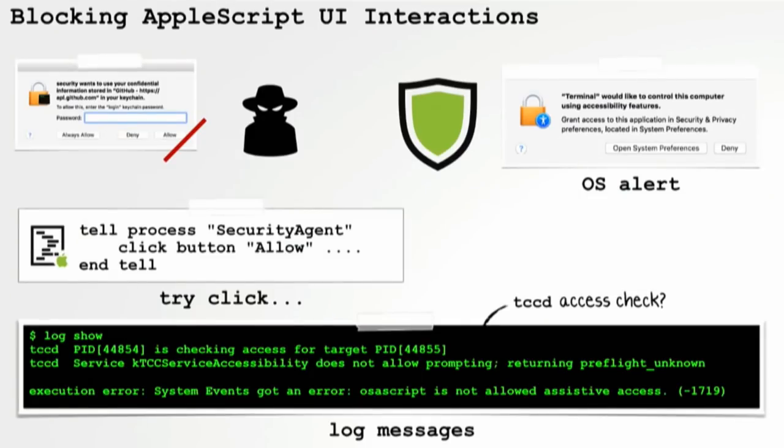So let's look now at what Apple has done to mitigate these synthetic attacks. First, on modern versions of macOS, AppleScript is blocked from interacting with certain security prompts. Specifically, if we now use AppleScript to send a click event, the OS will detect that this is a synthetically generated event and will display a security prompt which cannot be generated or interacted with synthetically. So if a piece of malware tries to dump the keychain and uses AppleScript to send an allow click to that allow button, the operating system will detect that this is a synthetically generated click, block it, and log an error message saying this is not allowed.